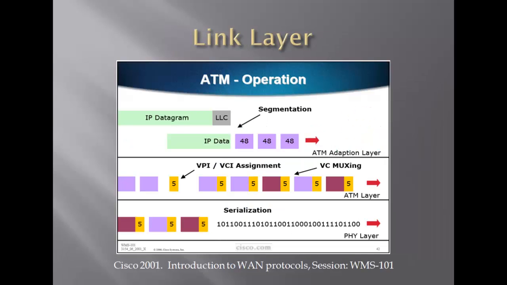At the link layer, the network will operate on asynchronous transfer mode, or ATM, protocols. This slide, taken from Cisco Networkers' Introduction to WAN Protocols, session WMS 101, shows how data is broken down into uniform segments, encapsulated, and sent over a virtual circuit.